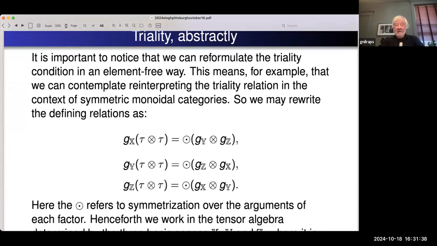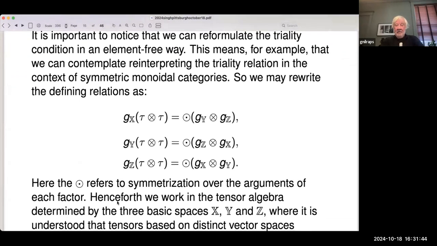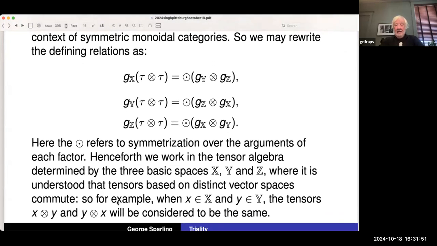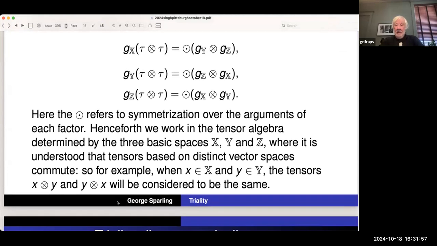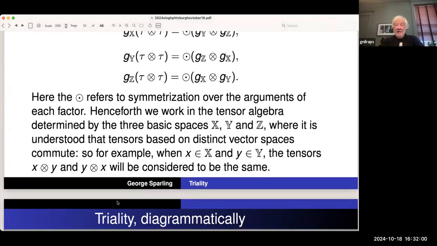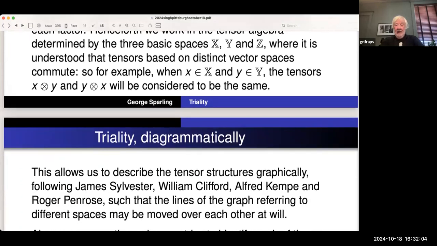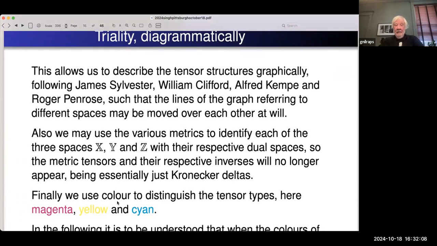But anyway, it's done in such a way that you eliminate all the references to the Y's and Z's that we had before. So you just abstract them away. And as a technical thing, I assume that the X, Y, and Z tensors are independent of each other. So X tensor Y and Y tensor X are thought of as the same. And as soon as you do that, you're allowed to write everything diagrammatically.